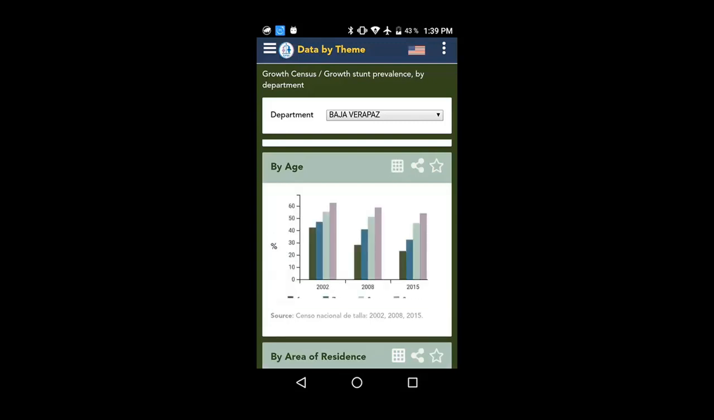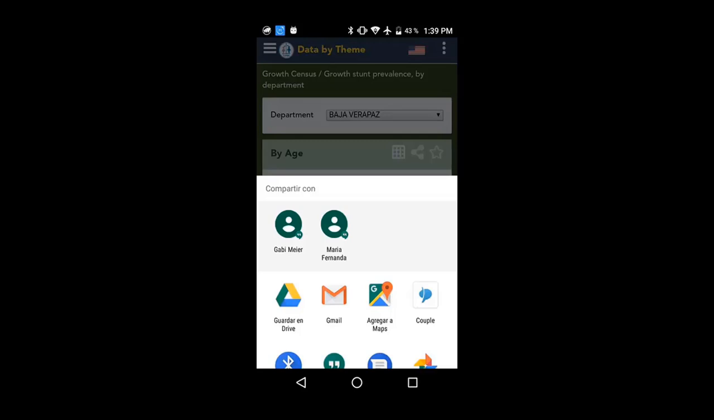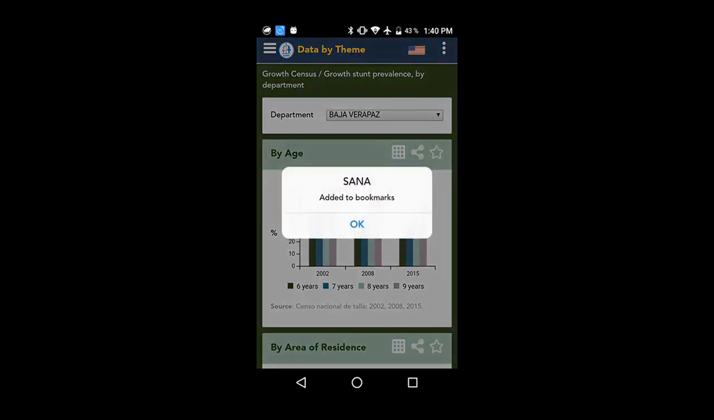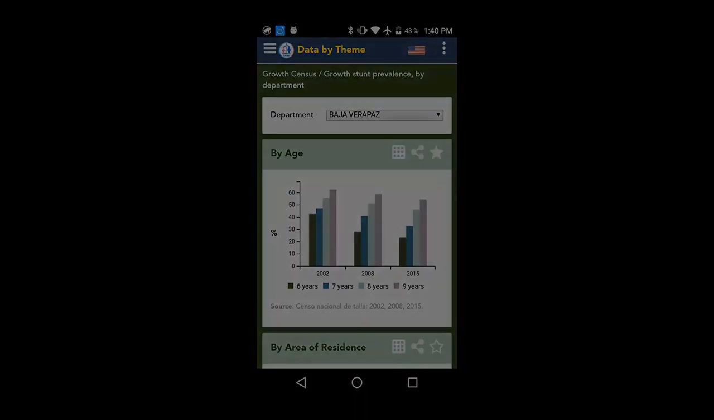There's always the option to share through social media, depending on what you have installed in your device. And there's this option that we call a bookmark that basically tags the graph that you chose, and then there's a shortcut created so you can access it without having to go through the menu.